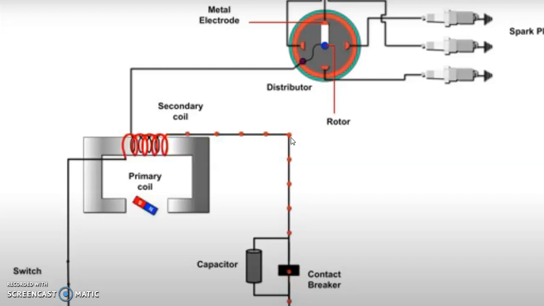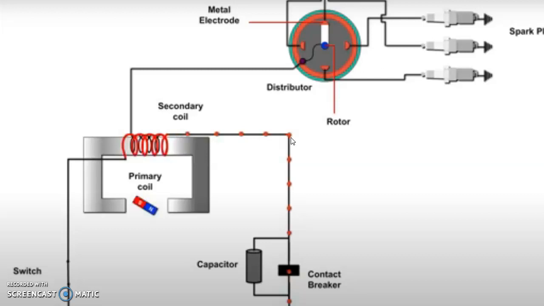Number 3, current for the primary circuit is obtained from the battery, but in the magneto, the electrical current is generated by the magneto. Number 4, the battery system occupies more space, because a lot of connections and components are there, but the magneto occupies less space. Number 5, the battery ignition system is commonly used in cars and light commercial vehicles, but the magneto ignition system is mainly used in racing cars and two-wheelers.